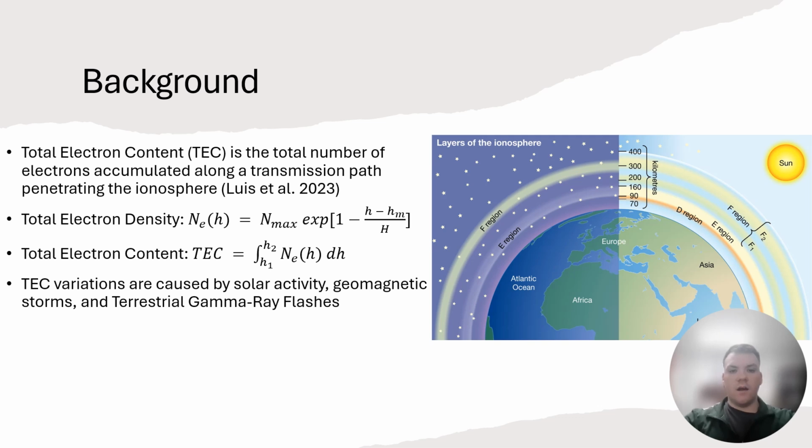For the total electron content, this is given by an integral from one height to another of the total electron density. These variations are caused by solar activity, geomagnetic storms, and terrestrial gamma ray flashes.